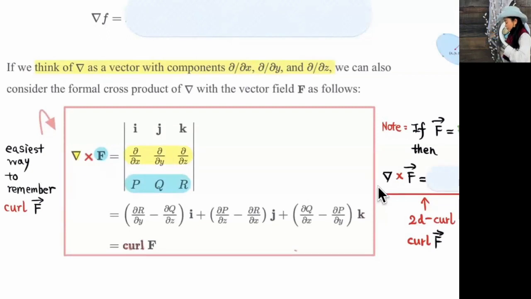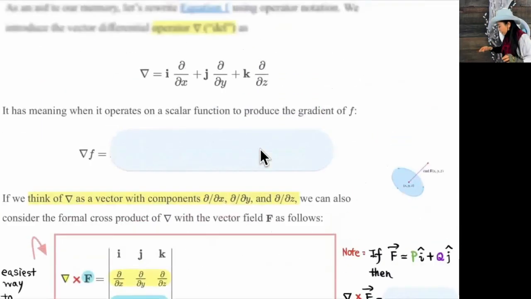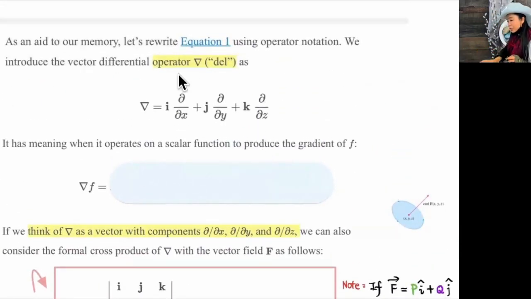Think about the symbolic determinant of this 3x3 matrix. The way we do it here is we put i, j, and k over here. And then this symbol over here, like an upside down triangle, is called del. It is the vector differential operator.